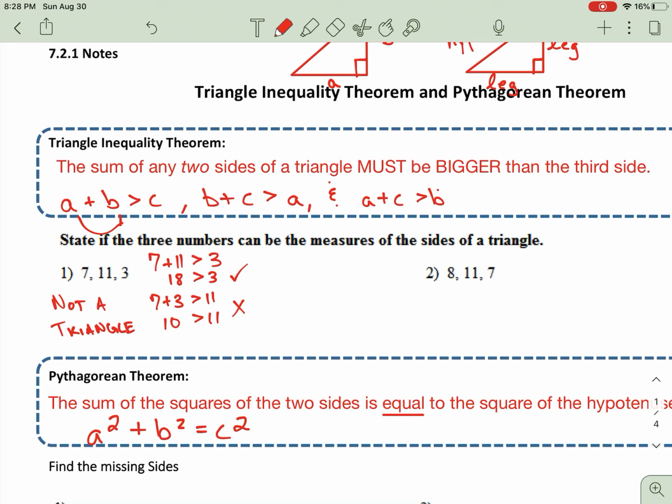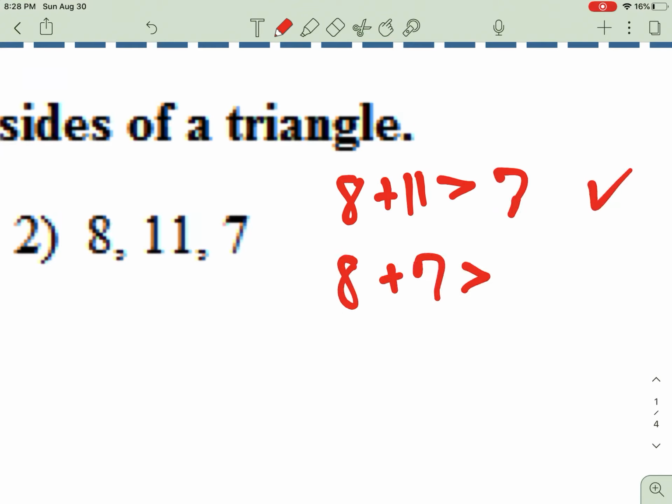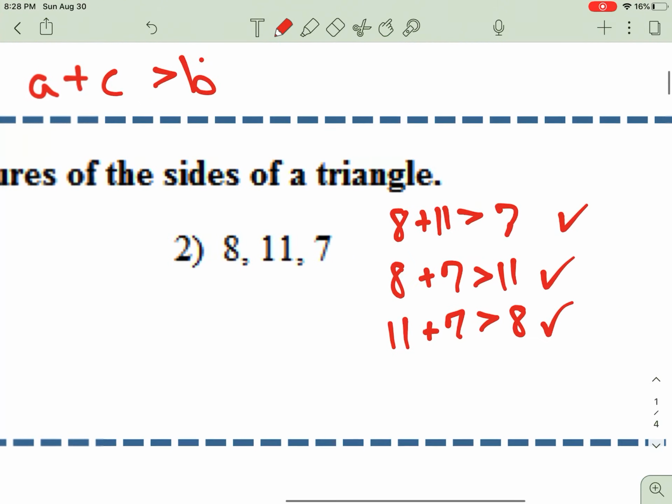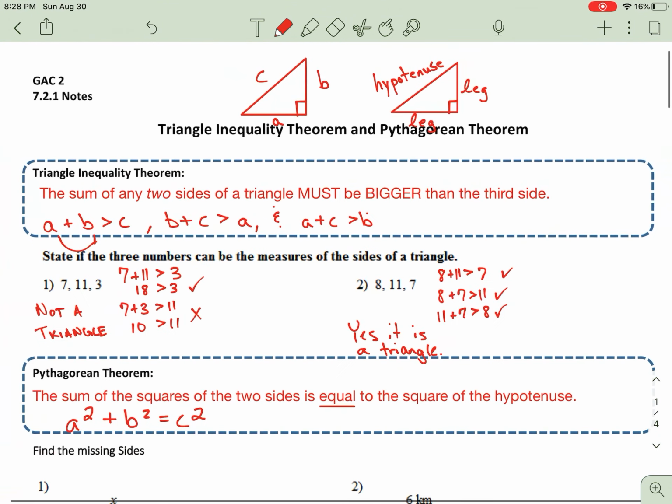Okay, number 2, do the same thing. So 8 plus 11, is it bigger than 7? Sure is. How about 8 plus 7? Yep, that's bigger than 11. So that's good. And lastly, 11 and 7 is the one we didn't do yet, and that's bigger than 8. So all three work. So yes, it is a triangle. And I apologize for the bad handwriting here. Okay, so that's how you check to see if three side measures can represent a triangle.